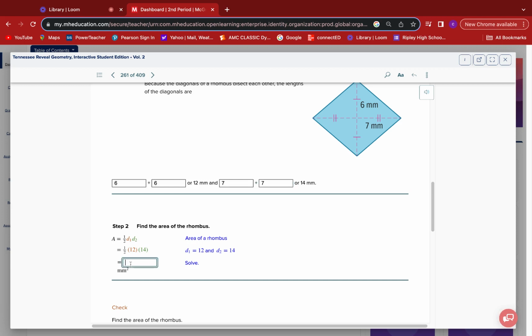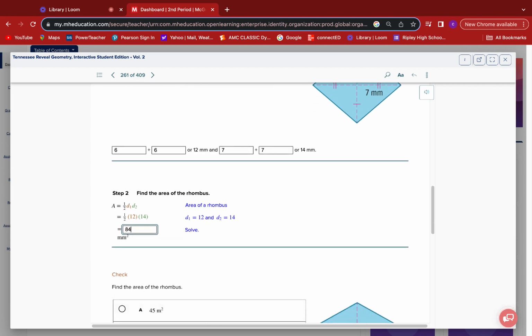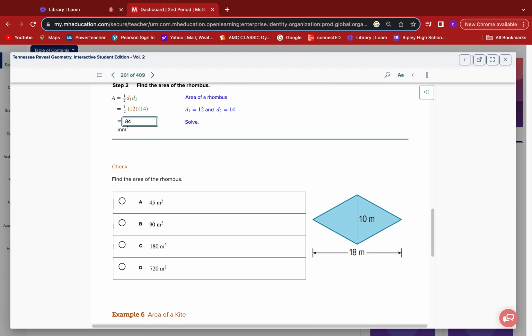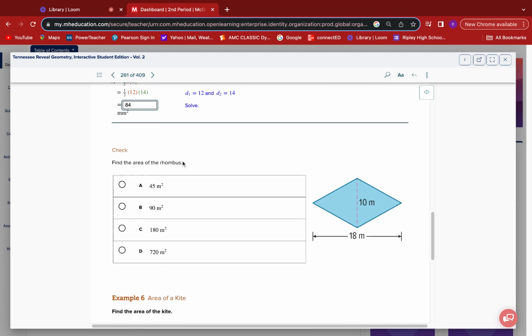All right, here goes step number 2. 1/2, 12 times 14. Grab your calculator. Put in 1/2 times 12 times 14, or you can realize that 1/2 of 12 is 6. 6 times 14 is 84 squared millimeters. All right, there's your answer, 84 squared millimeters.